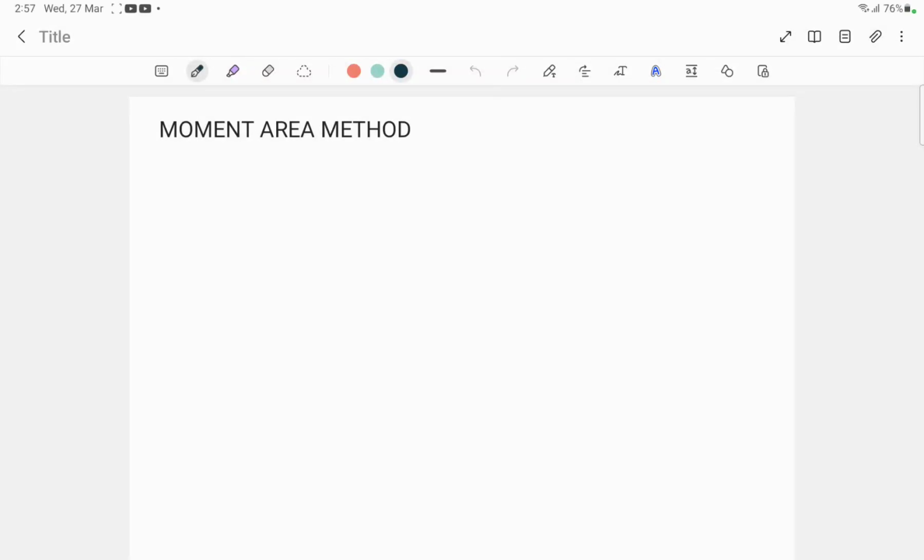Everyone. In today's video I will be solving a problem based on the moment area method, and this will be our problem number 2. Problem number 2 is for a cantilever beam. We know that for a cantilever beam one side is fixed and the other side is free, and this type of beam is known as a cantilever beam.